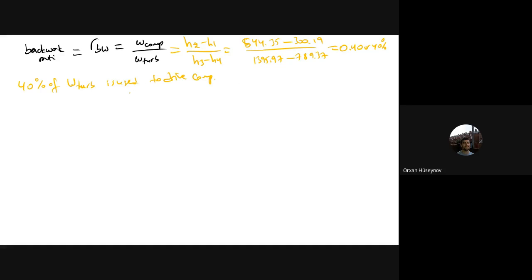Okay, so 40% of the work of the turbine is used to drive the compressor, and the rest, 60%, generates electricity. But it is not exactly 60%, because of efficiency problems; due to efficiency, it will be less than that. Okay, so this is the back work ratio. So we have found it.